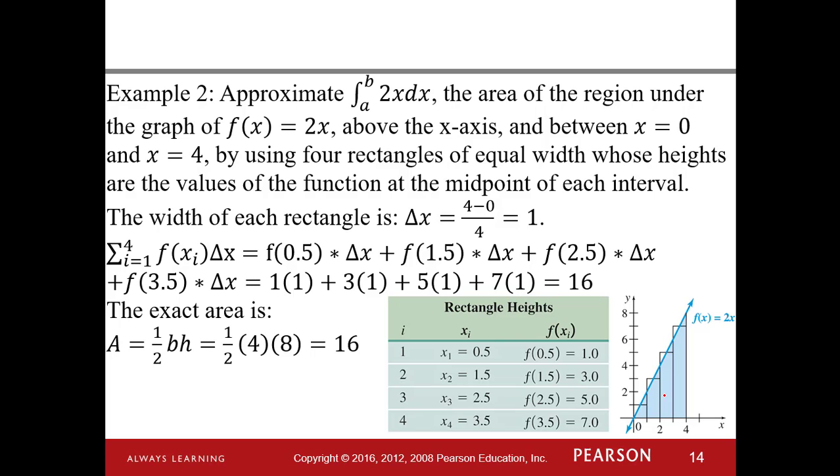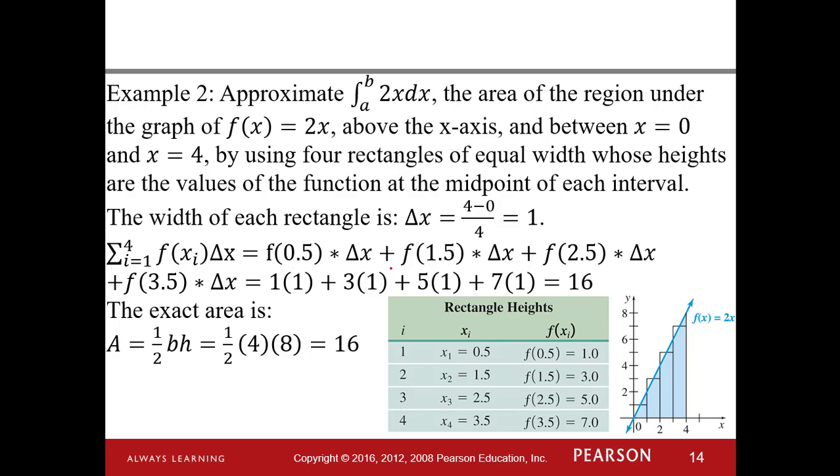The width of each rectangle, then, since we have endpoints of 4 and 0, so 4 minus 0, divided by the number of rectangles we want, 4, makes 1. And at each of these values here, we could calculate the midpoint of each of these rectangles. So this first one would have a midpoint of a half, and the value of that function at a half is 1. Likewise, for 1.5, that's going to be 3, 2.5, 5, and 3.5, 7.